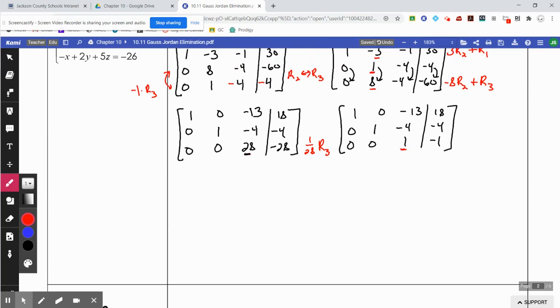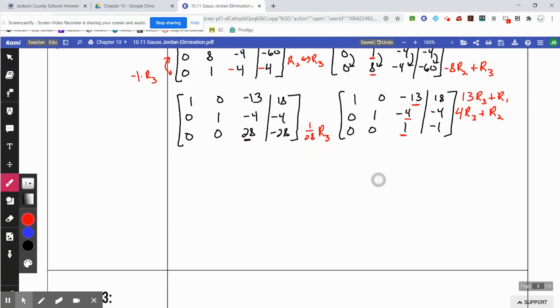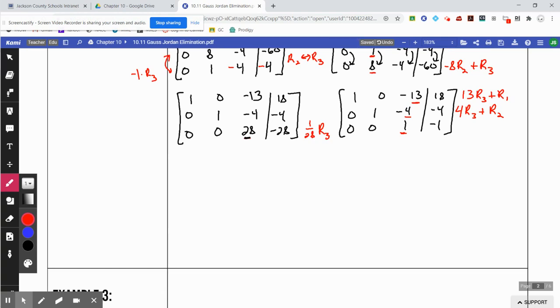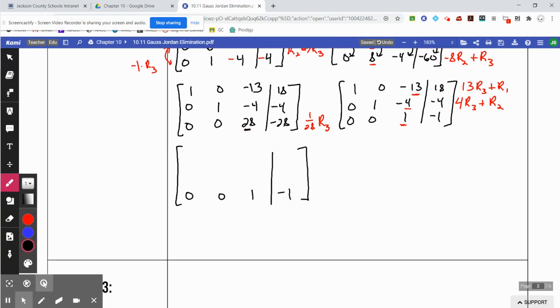So we're going to do 4 times row 3, and we're going to add it to row 2 to make this 0. We're going to do 13 times row 3 and add it to row 1 to make this a 0. So row 3 stays the same. And now let's change the other two. We'll do this one first.